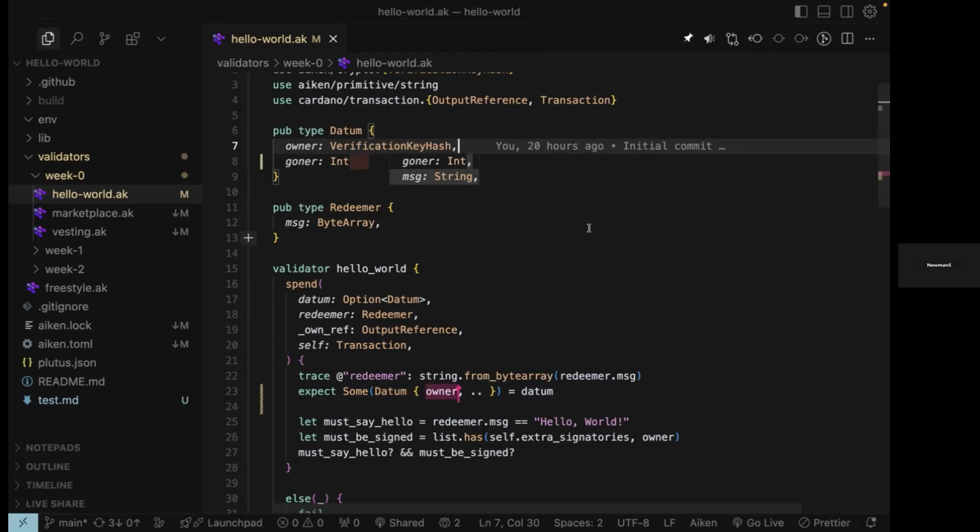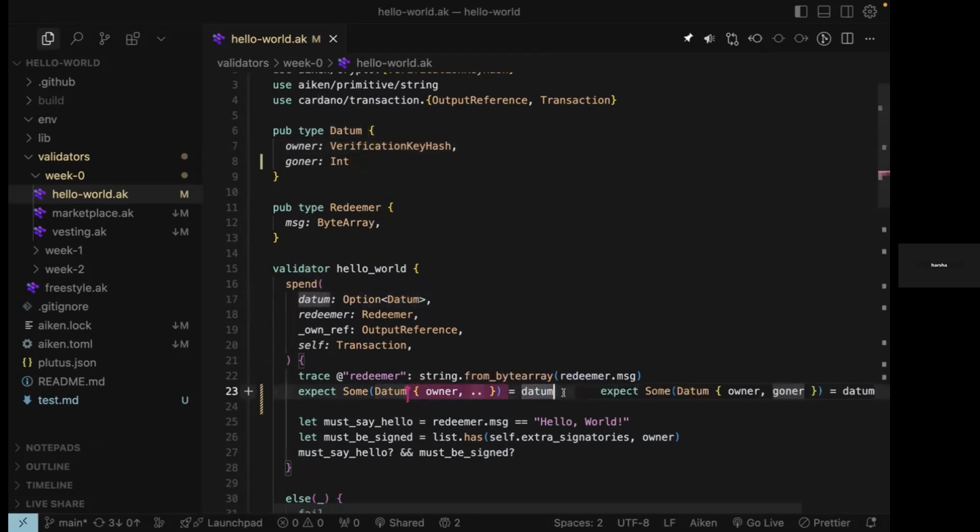Does that make sense? So this is the parameter, this is the datum, and out of that datum we destructure. I see. This guy is the datum right here. So this is not a random variable you created. So I can't put something random here. Correct. Makes sense.